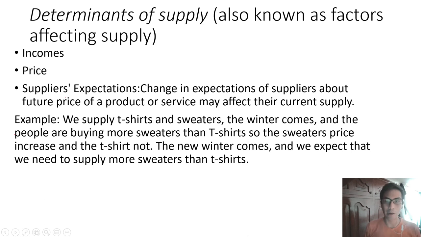Determinants of supply, also known as factors affecting supply. Incomes, price, suppliers' expectations: a change in the expectations of suppliers about the future price of a product or service may affect their current supply. Example, we supply t-shirts and sweaters. The winter comes and people are buying more sweaters than t-shirts. So the price of sweaters increases and the t-shirts not. When the new winter comes, we expect that we need to supply more sweaters than t-shirts because the price of the sweaters increases.